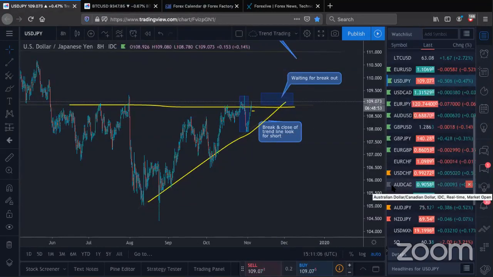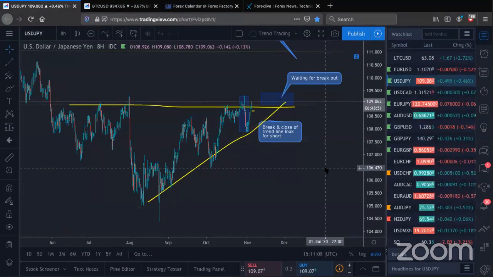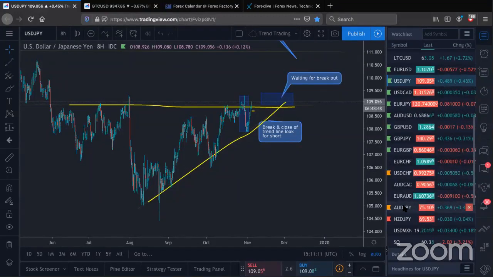Before we move on to Bitcoin, I do want to take a look at the Australian dollar, Japanese yen, and the New Zealand dollar, Japanese yen.